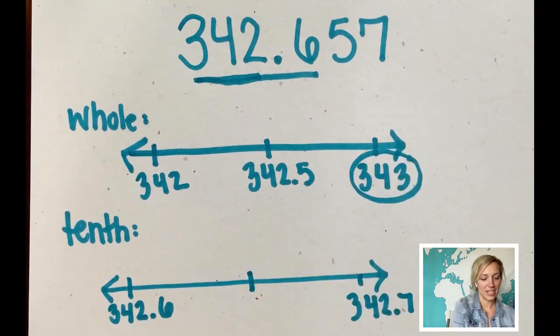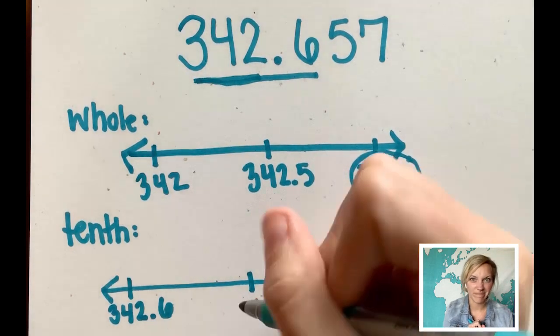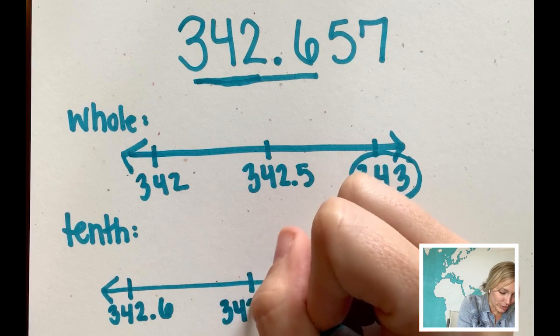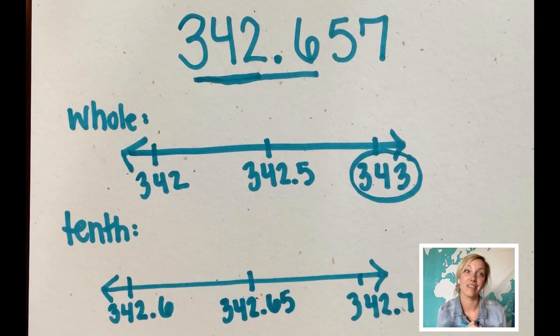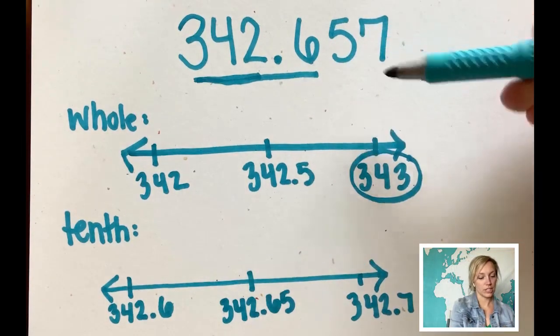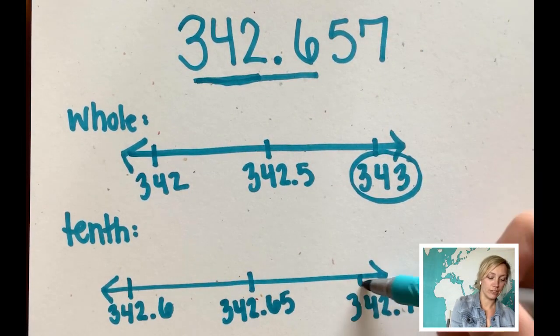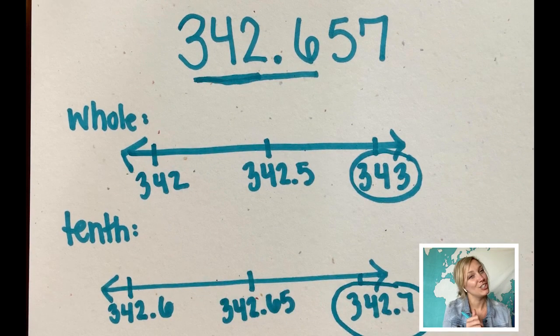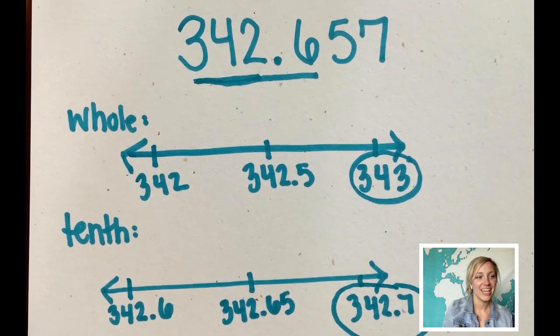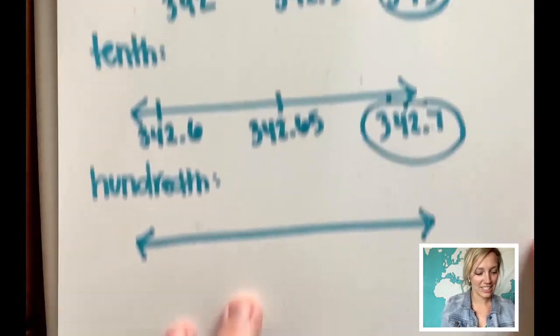And halfway in between, what did you put? Did you put 342 and 65 hundredths? Awesome. So let's check out our number. If you said this number rounds to 342 and 7 tenths, you were correct. Awesome job.